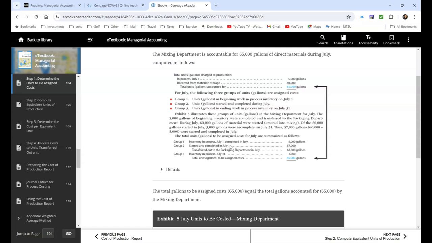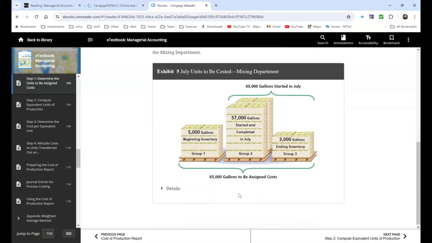So the total units to be assigned costs are 5,000 to begin. Started and completed in July is 57,000. So that means that we've transferred out of the packing department 62,000 gallons. And since we had 65,000 gallons that we worked on, that means that the ending inventory has to be the difference, or 3,000. Okay. So total gallons to be assigned costs are 65,000 for the mixing department.